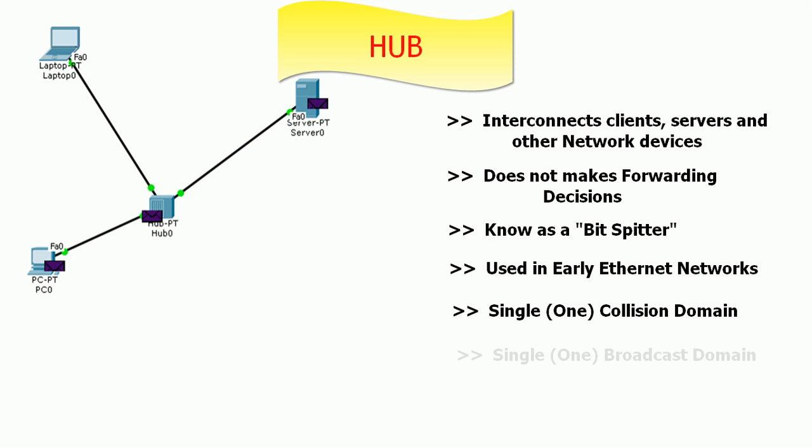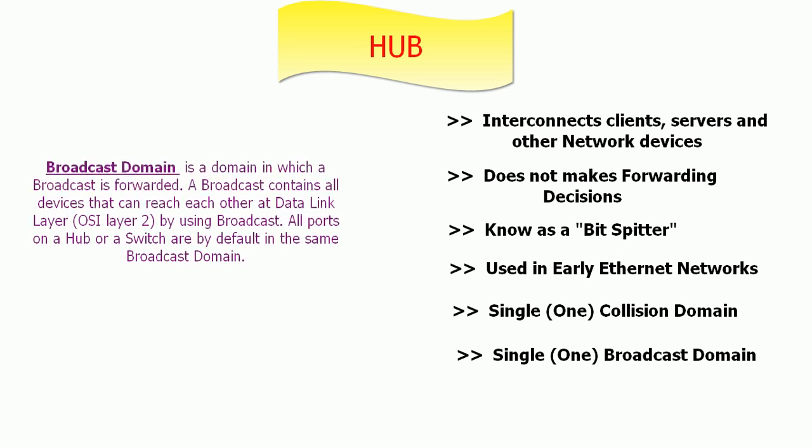One more feature of a hub is that it has a single broadcast domain. A broadcast is a packet that is meant to be sent to all the devices on a network or a subnet. A hub takes a broadcast packet and sends it to all the ports without looking at the network address. It does not separate the broadcast domains.